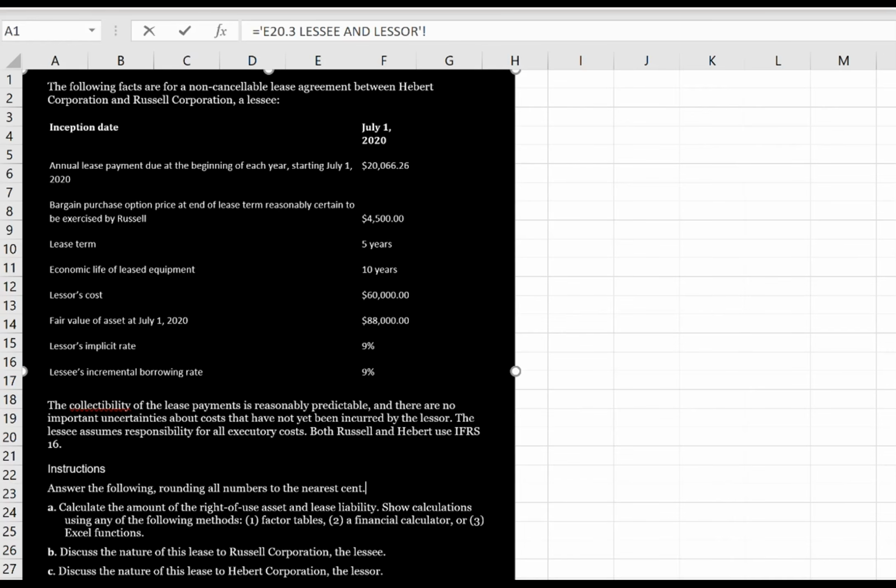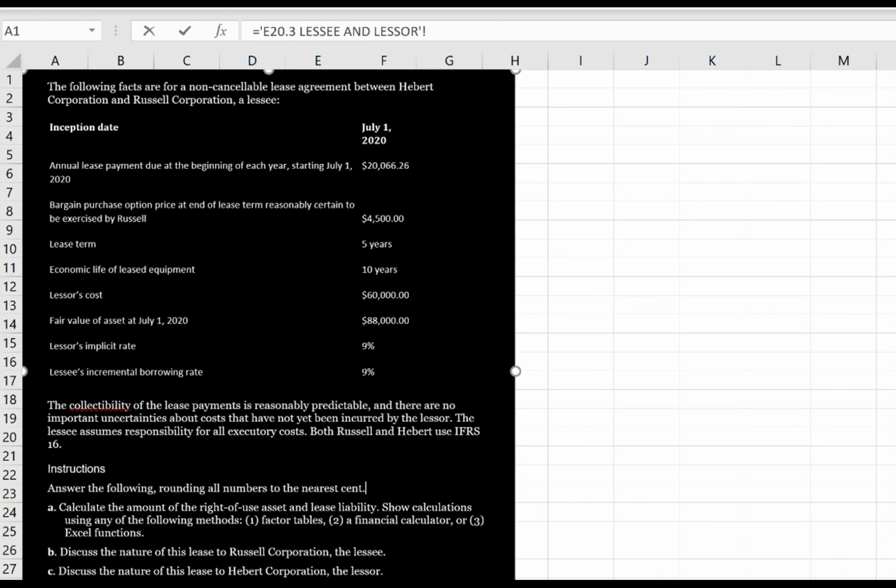So even though the lease term is 5 years, we're actually going to depreciate this asset over 10 years. And why are we going to do that? It's an interesting nuance, and that's because there's a bargain purchase option that's expected to be exercised. So normally we would always amortize the right of use asset over the term of the lease. However, in this case, we're certain that us as the lessee, Russell, is going to take title at the end of the asset. We're told that this bargain purchase option is reasonably certain to be exercised.